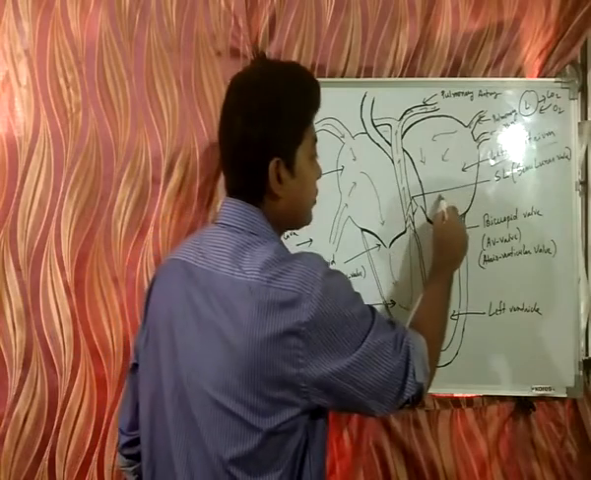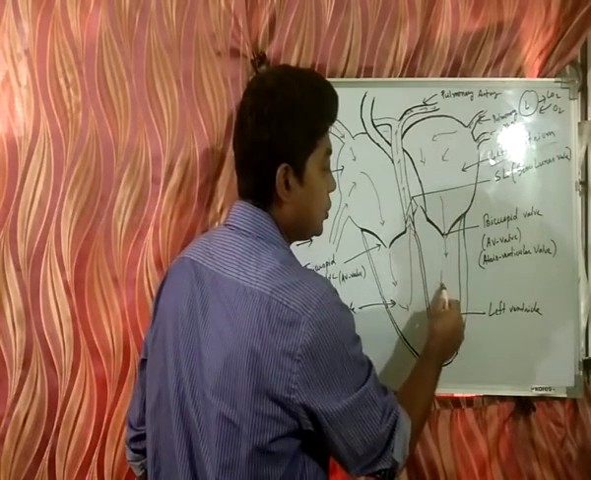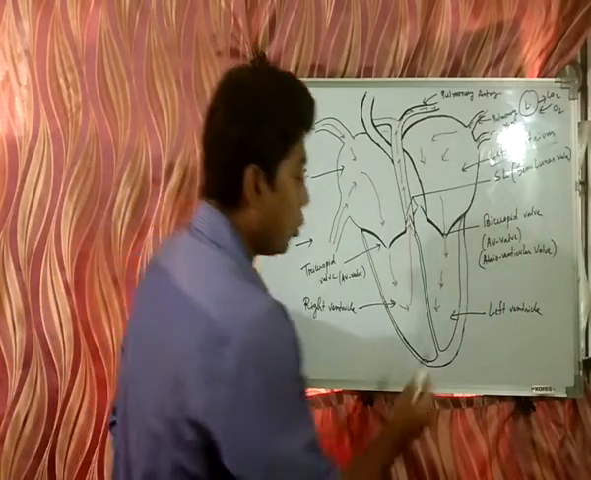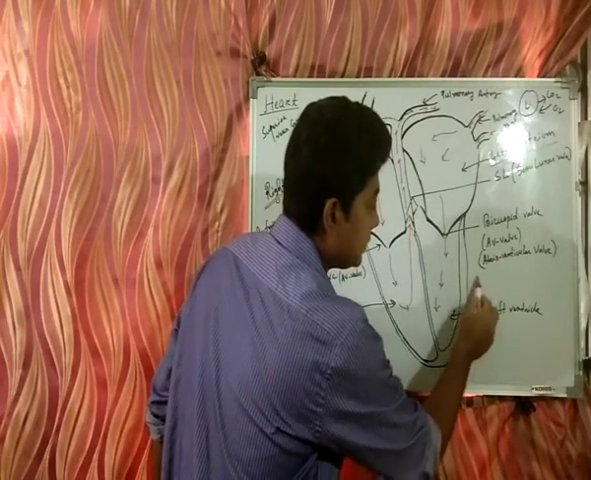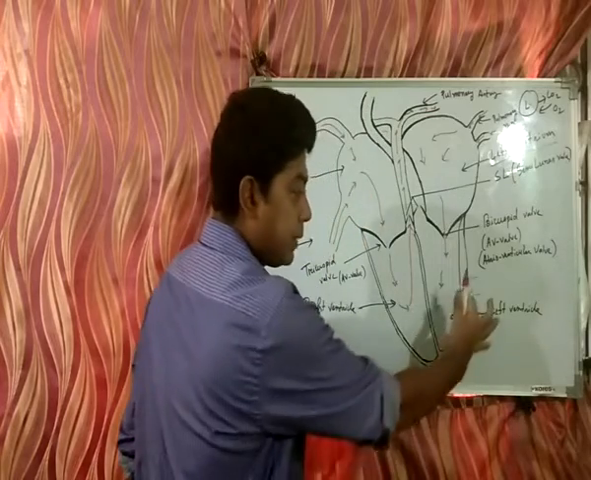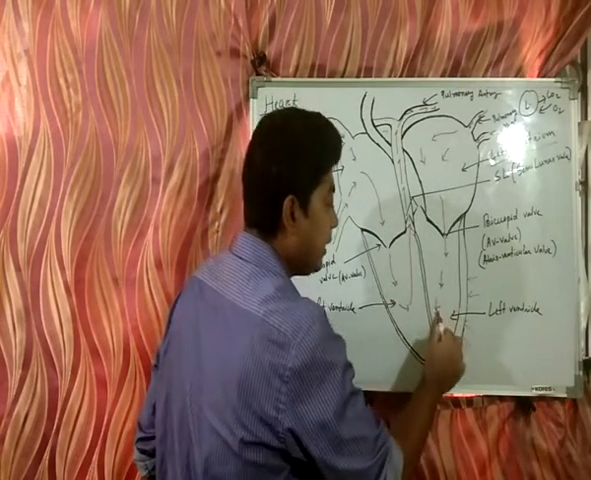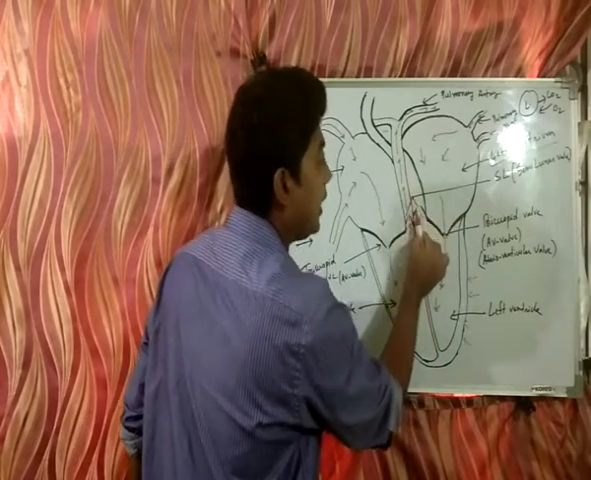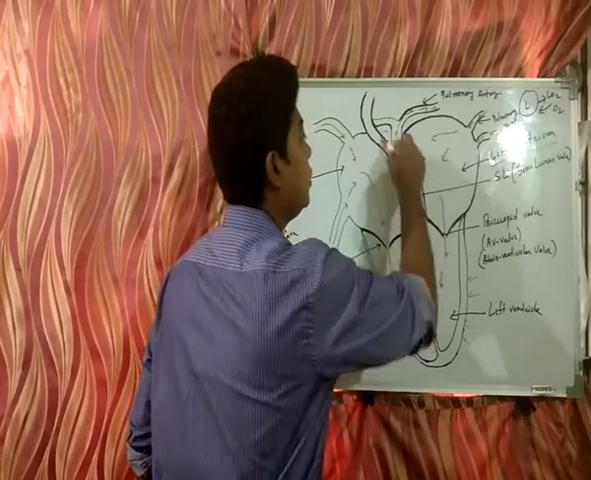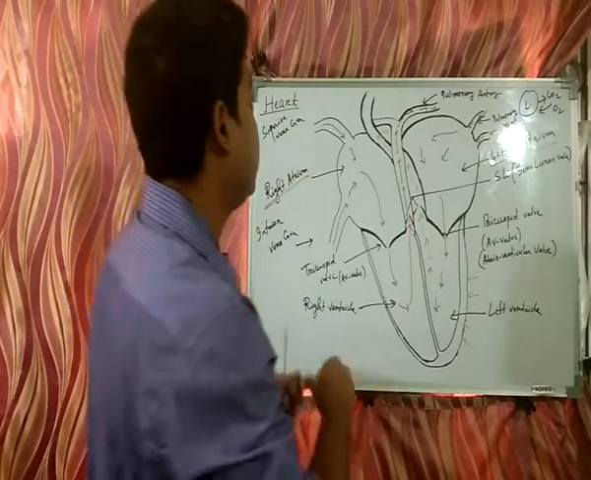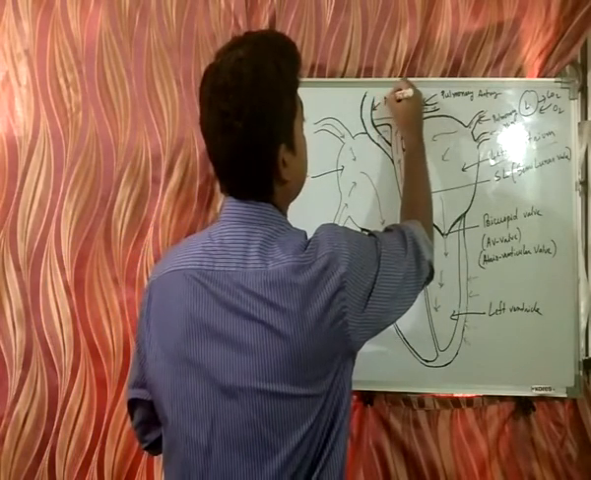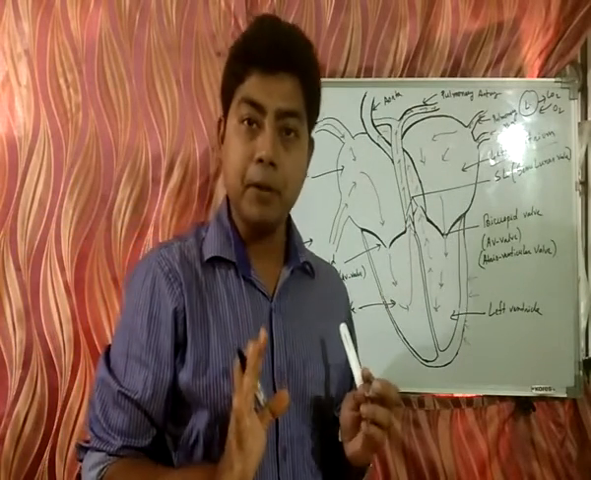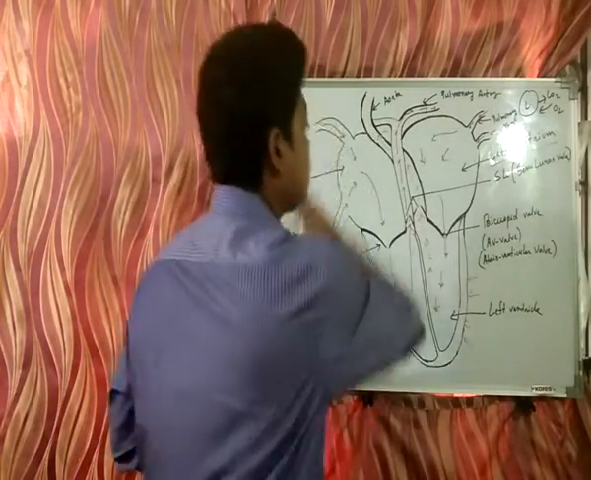From the left atrium, it moves to the left ventricle. When the left ventricle contracts, the blood moves through this semi-lunar valve into the aorta. This is called the aorta, which carries it to the whole body system. Now this is the circle.